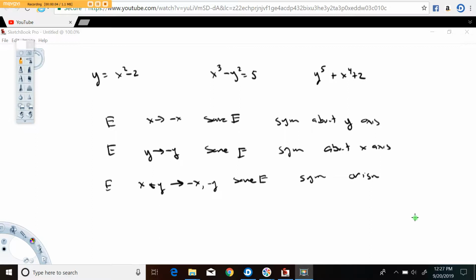I'm making this video here to help you understand how to test for symmetry. So I kind of outlined some rules for symmetry here. I'm going to go over them real quick and then we're going to take a look at three examples.